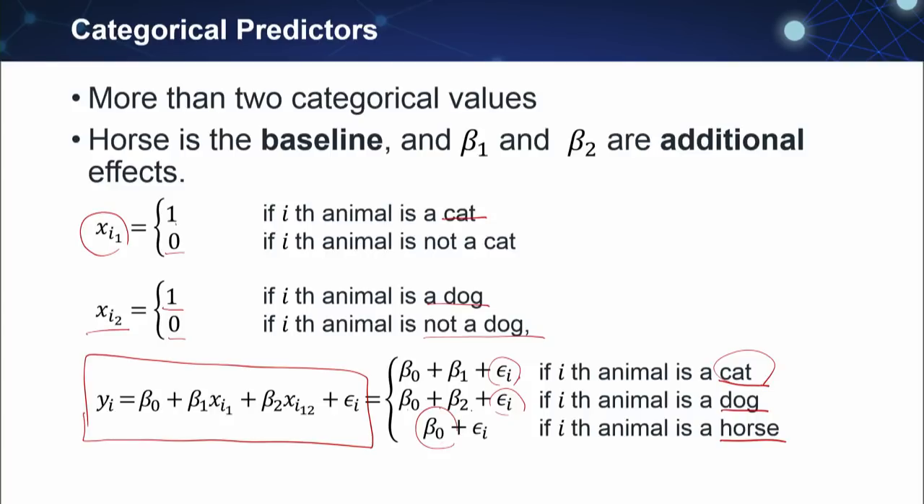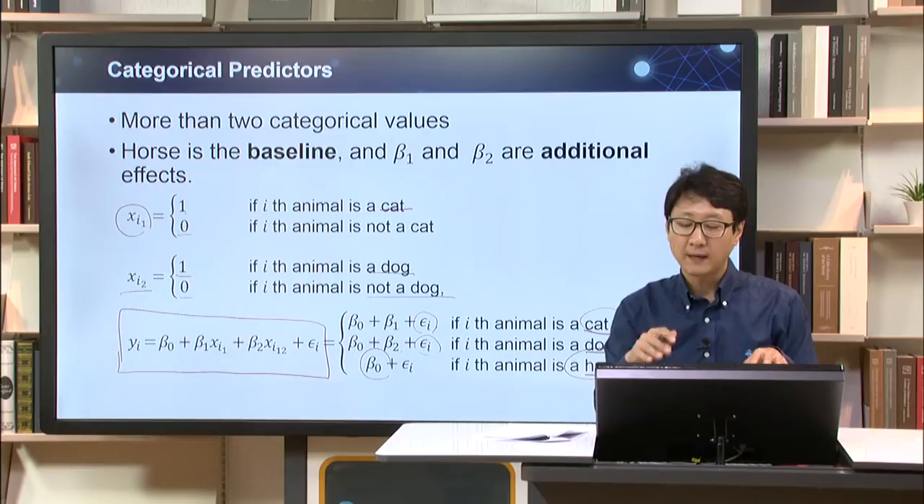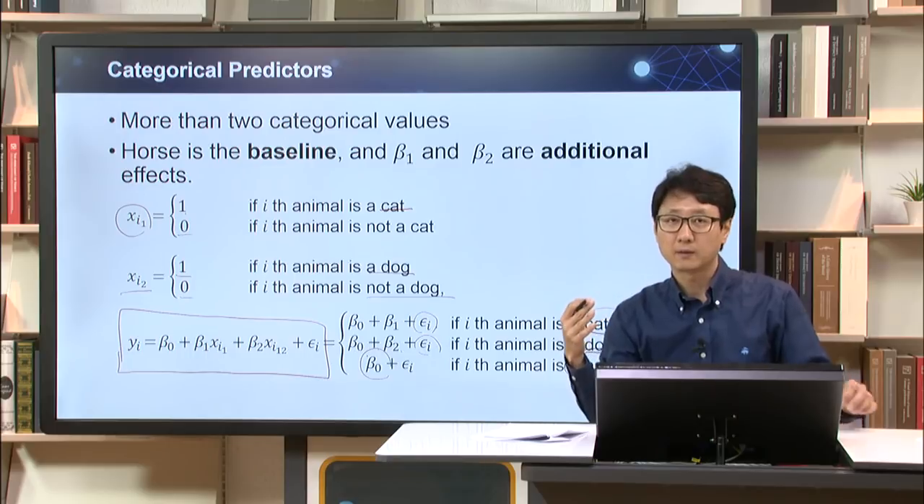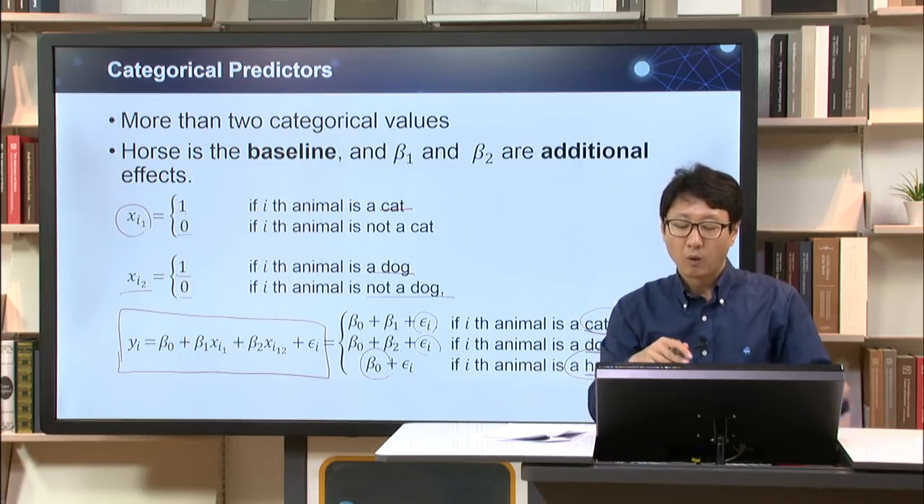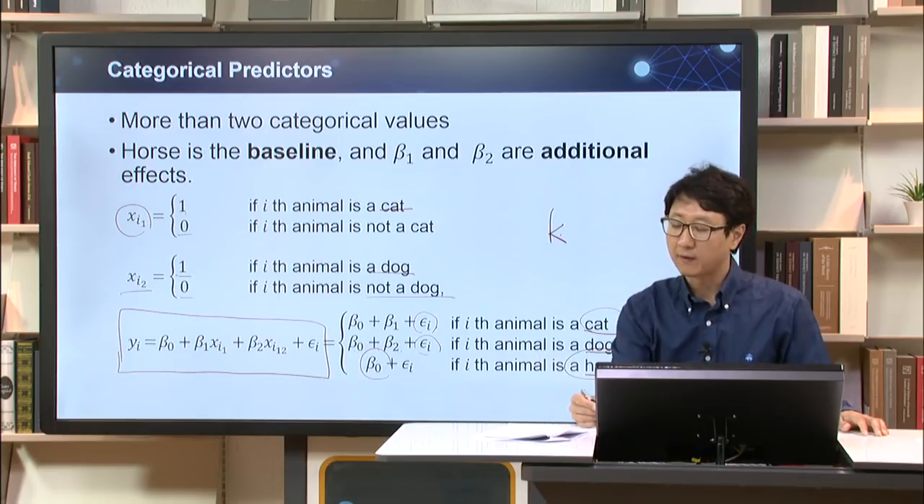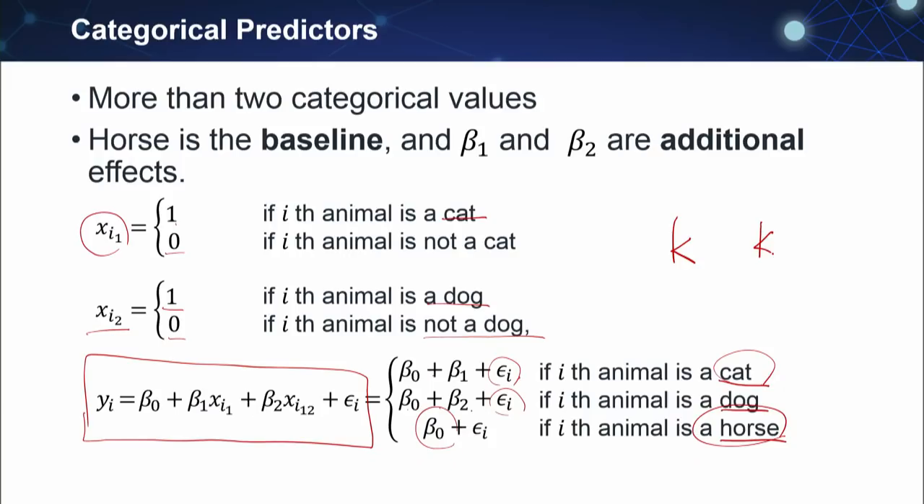Here beta 0, the horse, is the baseline, beta 1 is the effect of a cat over the baseline horse, and beta 2 is the effect of a dog over the baseline horse. The point is that a categorical variable with k categorical values requires k minus 1 dummy variables. So even a single categorical variable can make a model very flexible, because it really depends on the number of categories.